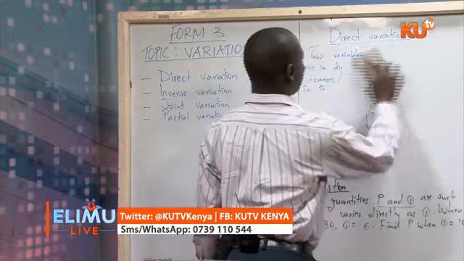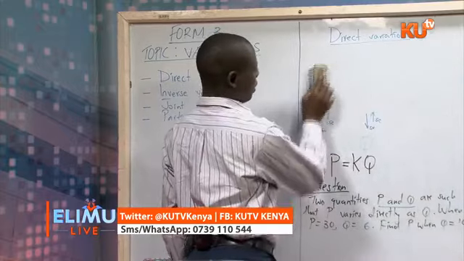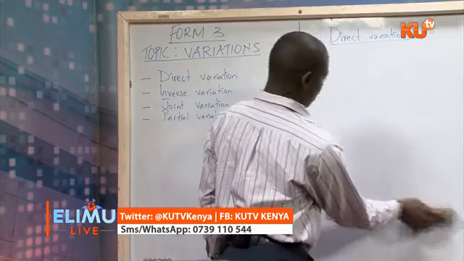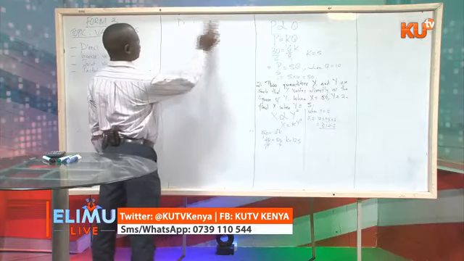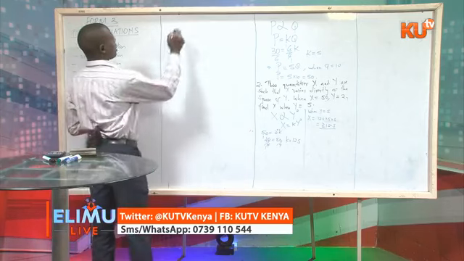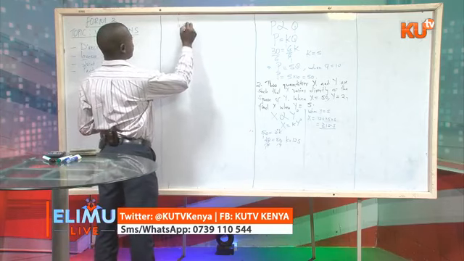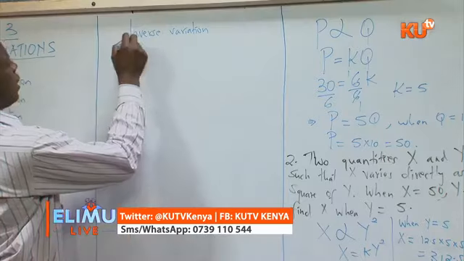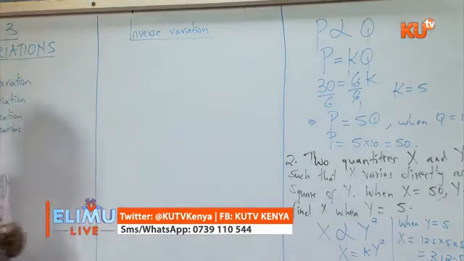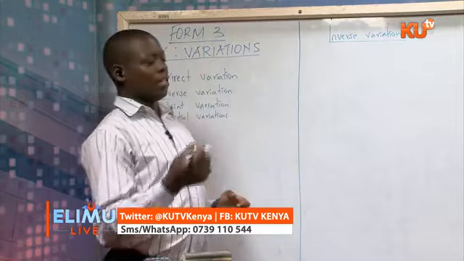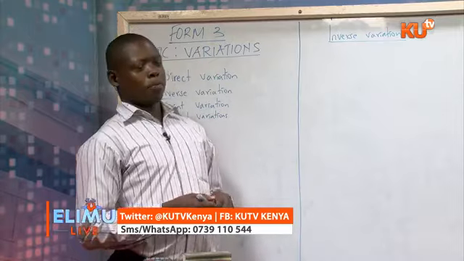Now let's look at the second part, which is inverse variation. In inverse variation, we do the opposite of direct variation. In this case, we will find two quantities in which when one quantity is increasing, the second one is decreasing. So they go in the opposite direction. When the other one is decreasing, the second one is increasing.